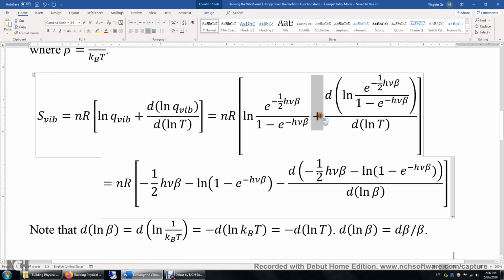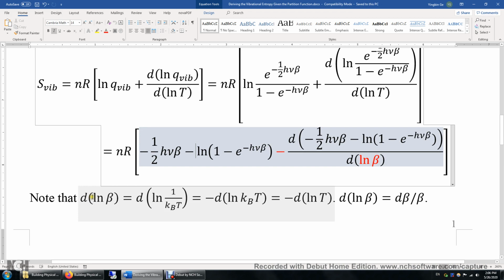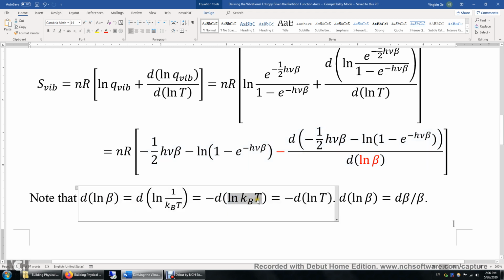Okay, so pay attention to the sign change here. This is a negative sign here, and on the bottom it's d ln beta instead of d ln t. And why is that? It's very simple, because beta is the reciprocal of kBT. So d ln beta is d ln 1 over kBT. It's negative d ln kBT. And this is the sum of ln kB and ln T.